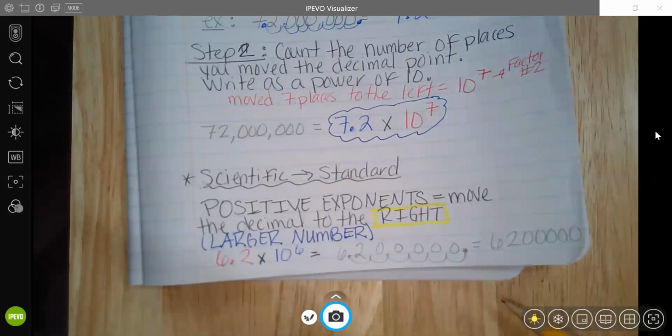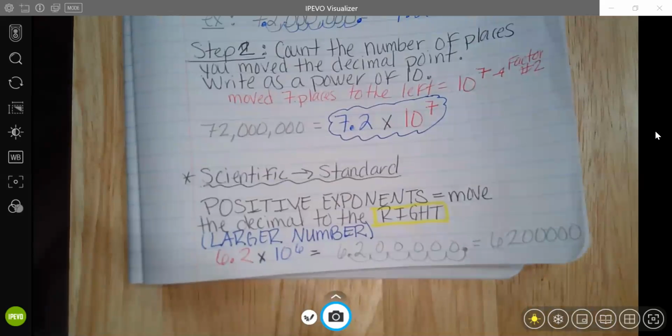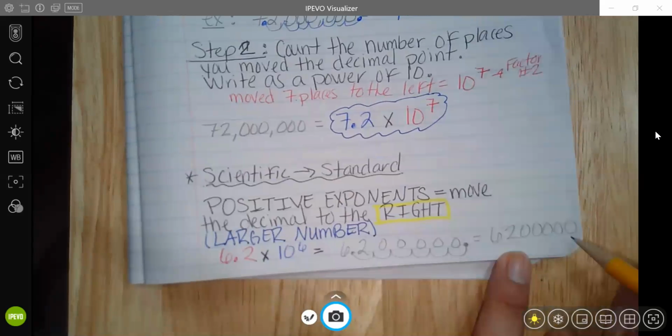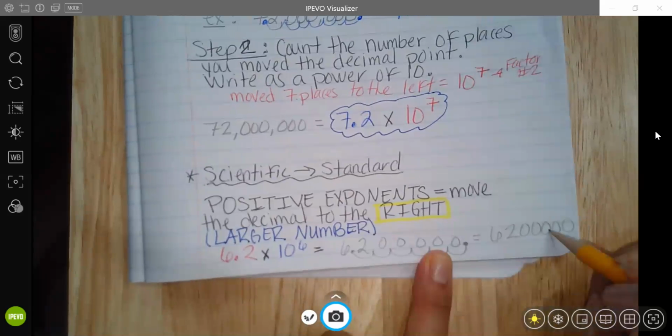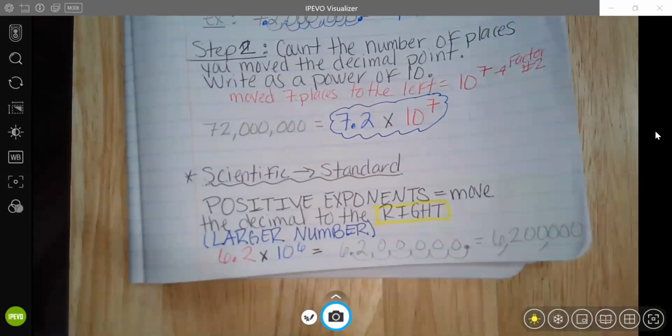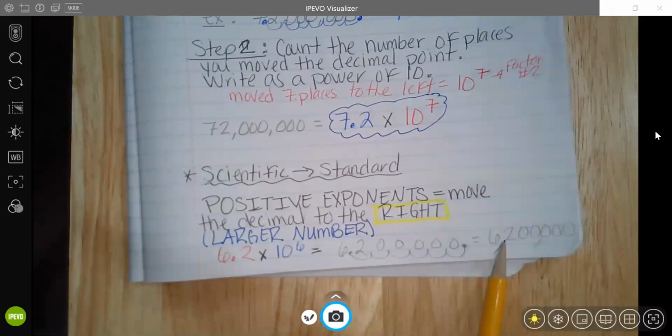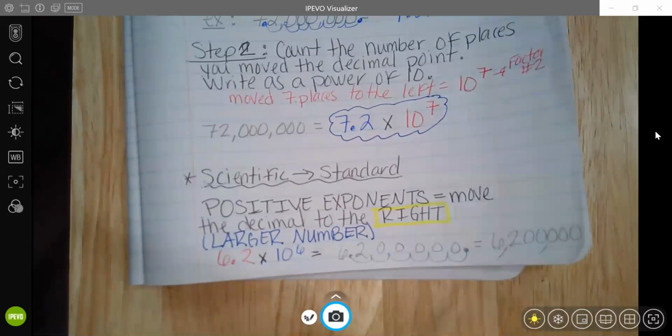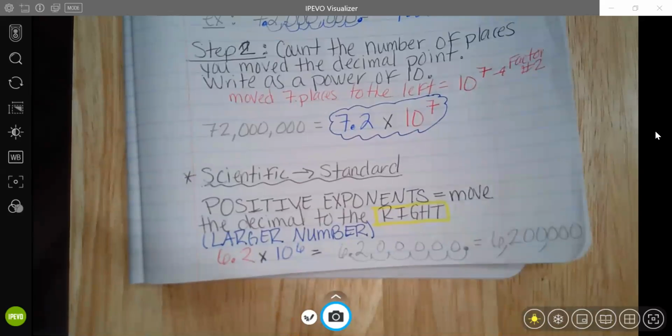I forgot, honestly. All right, so you start at the back and you're gonna count 3. So like you said, 1, 2, 3, comma, 1, 2, 3, comma. So then this number is 6,200,000. So we went from scientific to our standard form, or just number form, basically.